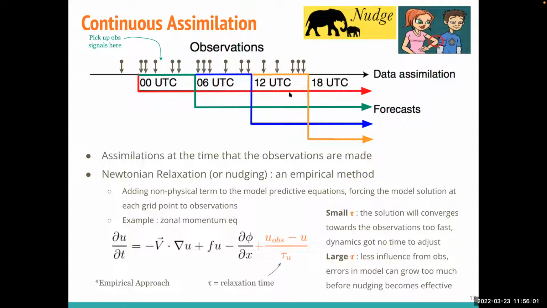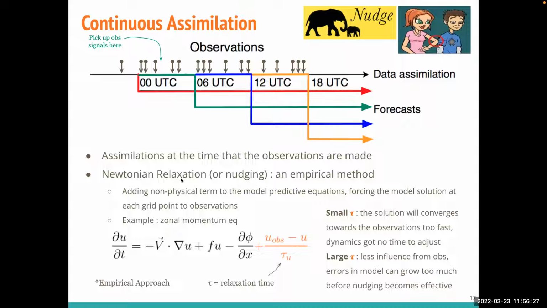Why do we do this? We only have one reality. Why do we do so many simulations? That's because our model is not deterministic. The world is deterministic. Our tool is probabilistic, actually. We'll get to that idea later. So assimilation happens at the time that the observations are made.